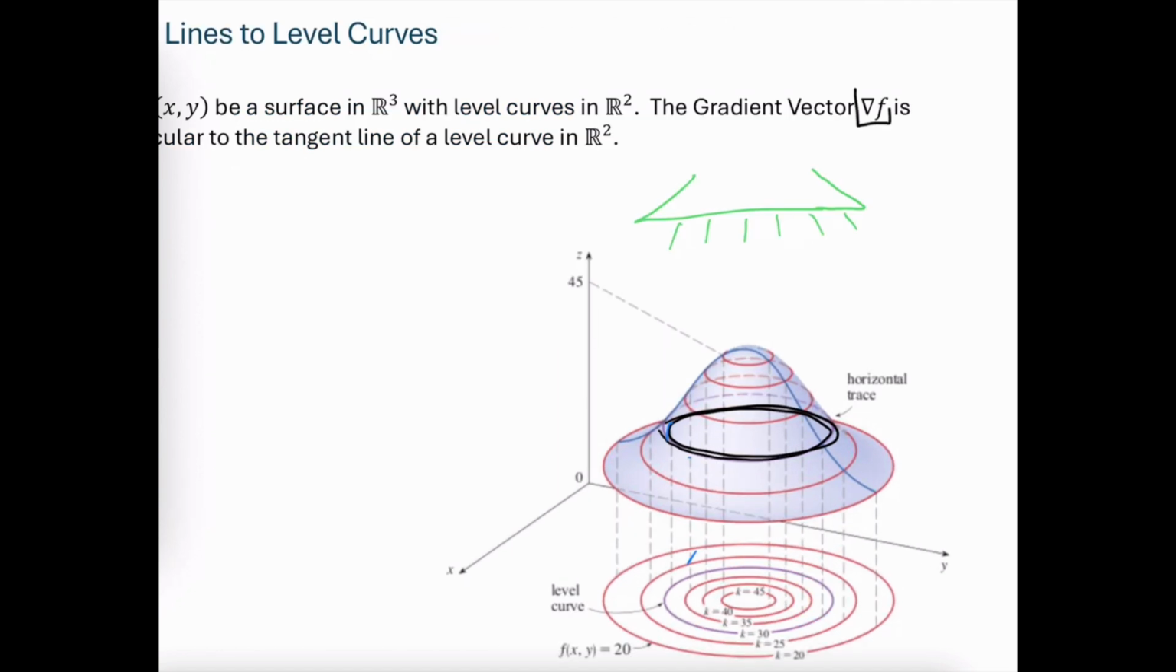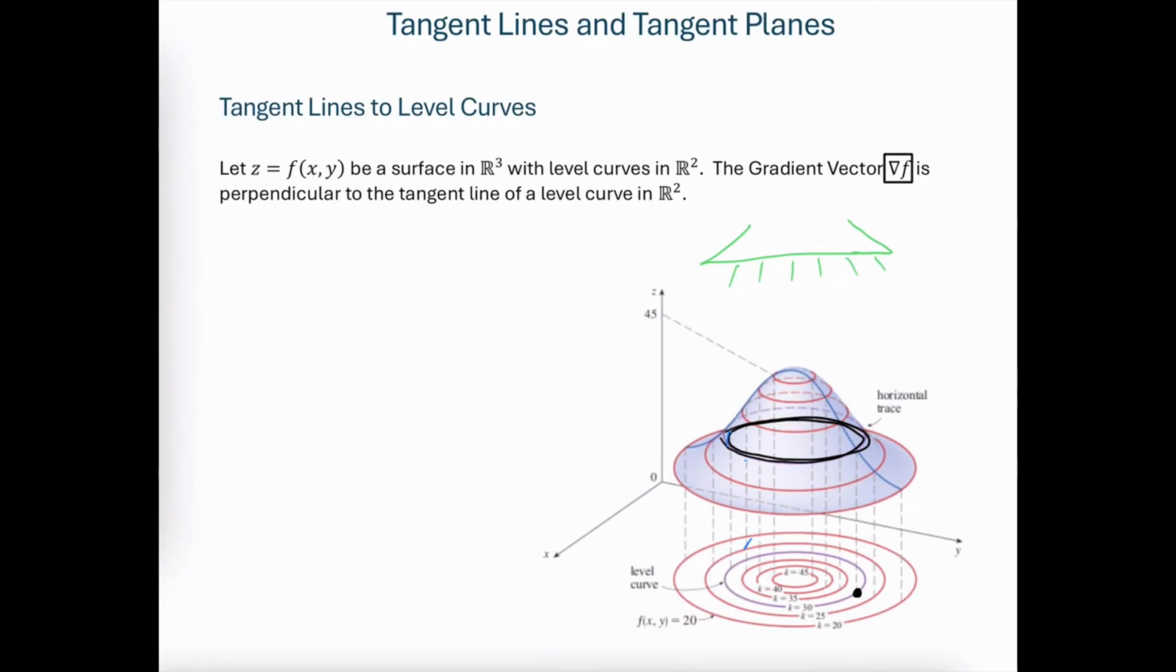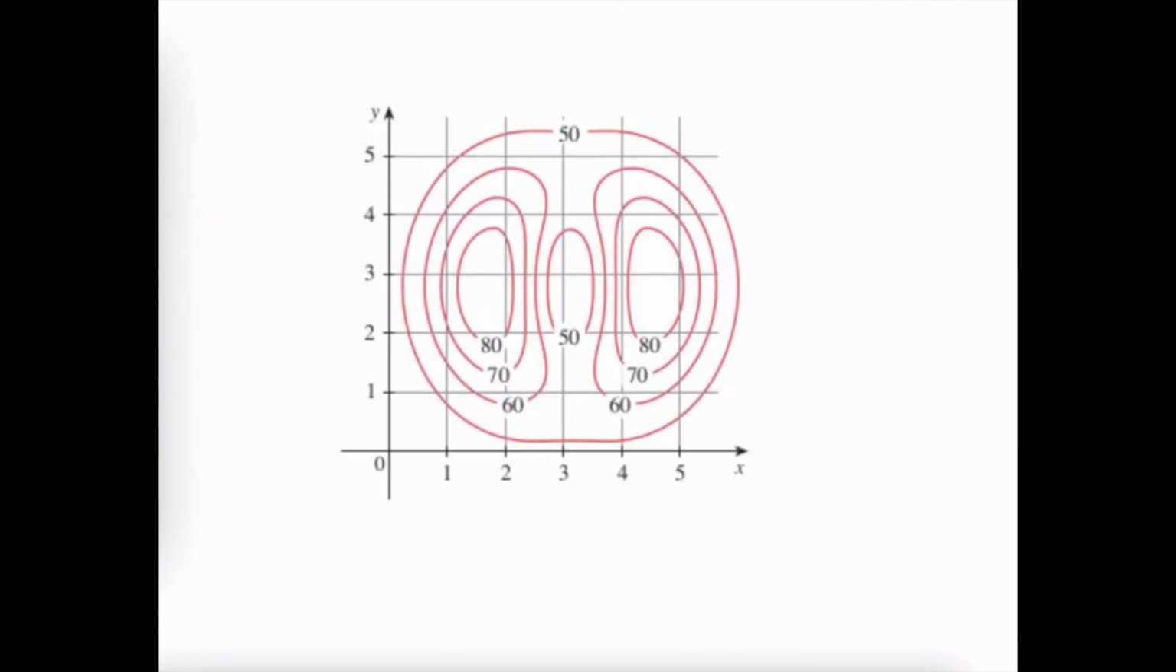As we've discussed before, the gradient vector points the way to the path of steepest descent. And the gradient vector is a two-dimensional vector in the floor. So if we were to come down to a point on this level curve, the gradient vector is going to point in the direction of the path of steepest descent. And what we'll find is that that gradient vector is also a perpendicular vector to the line that is tangent to the level curve at that point. So just to reiterate, the gradient vector del f is perpendicular to the tangent line of a level curve in two-dimensional space.